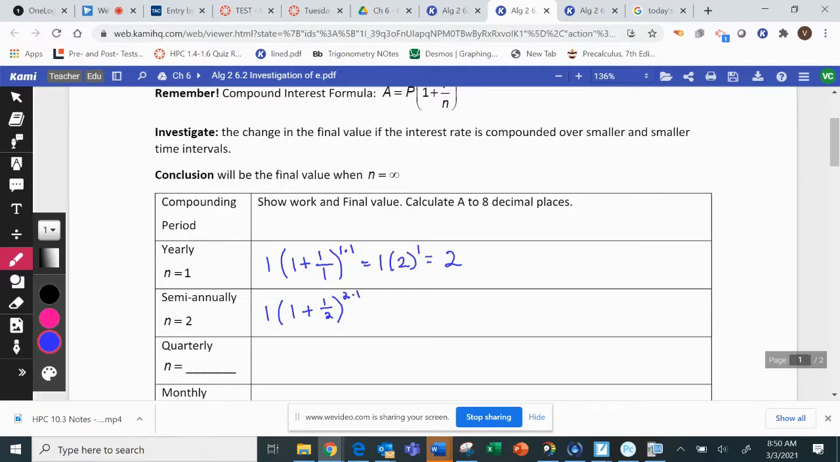And Aya, when you get that answer, I'd like you to tell me it. I don't think you typed it in right, hon. Oh, you did 3. 2.25, that is correct.